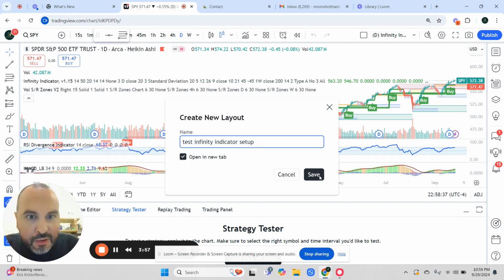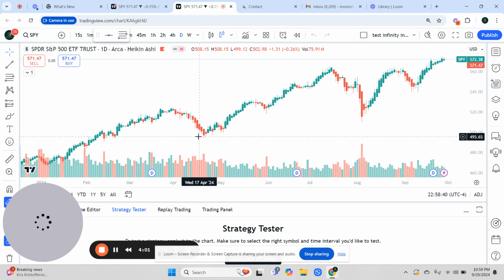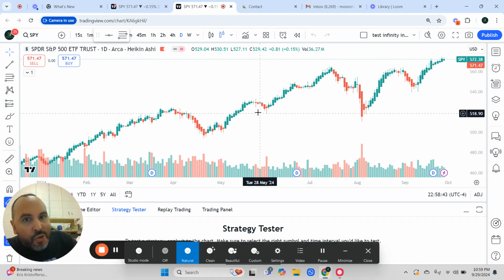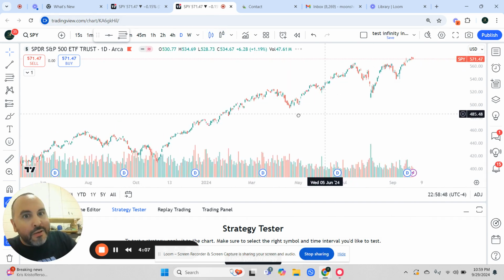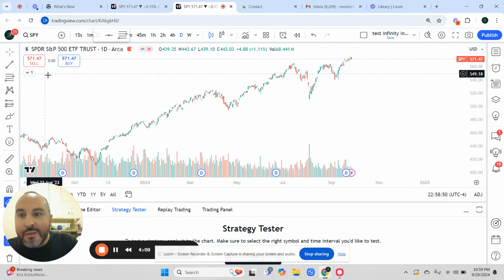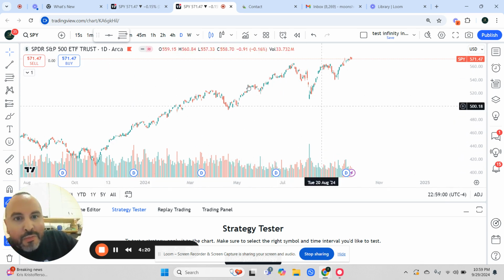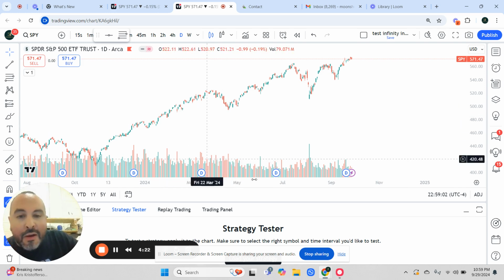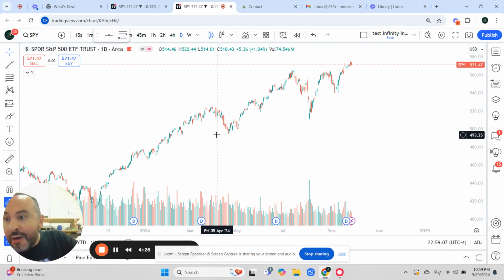Okay. So your layout's going to look like this. This is what you'll see. And you'll have volume on here, which I do not believe counts as an indicator. But you don't necessarily need volume. We're not really looking at that. So this is what it'll look like to start out.